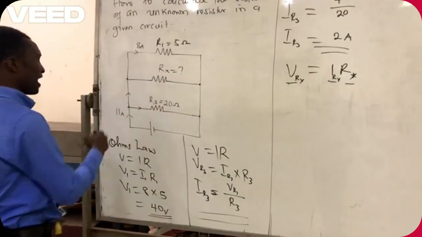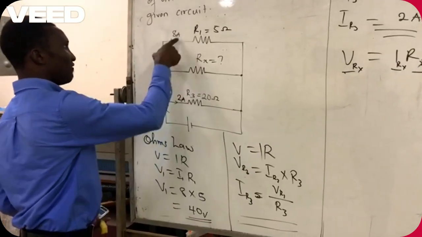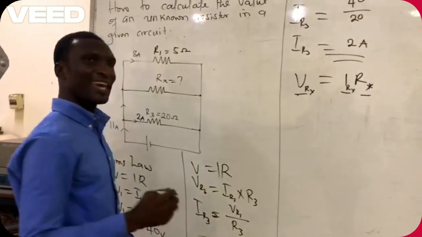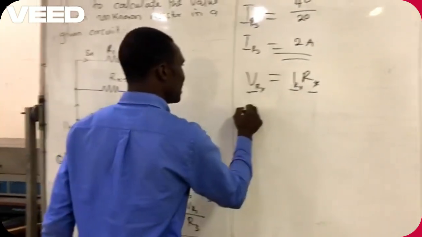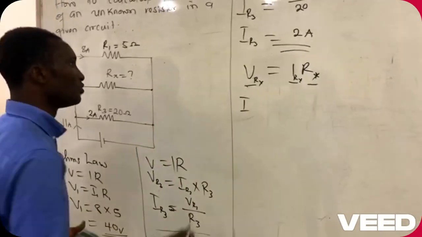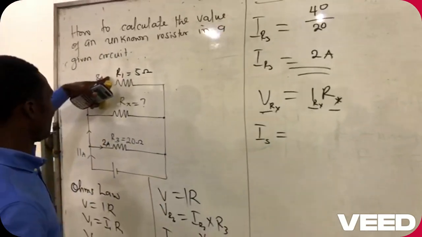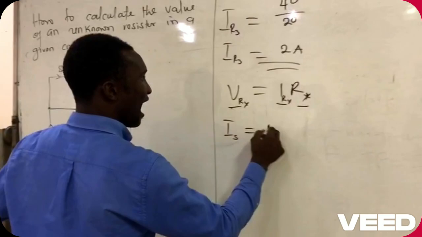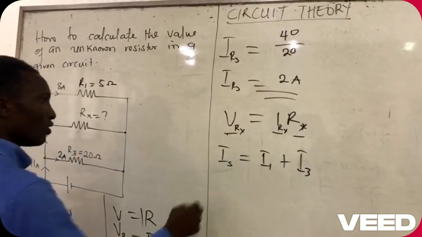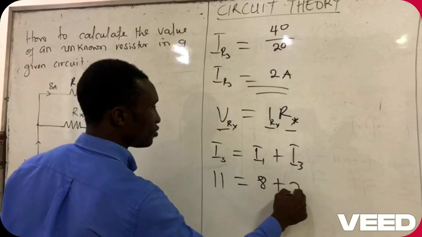Now, I know the supply current. I know I have 2 amps here and I have 8 amps here. To get the current here, I will use Kirchhoff's current law, which says the current entering a node is equal to the current leaving that node. So the supply current, IS, is equal to I1 plus I3. So 11 is equal to 8 plus 2.